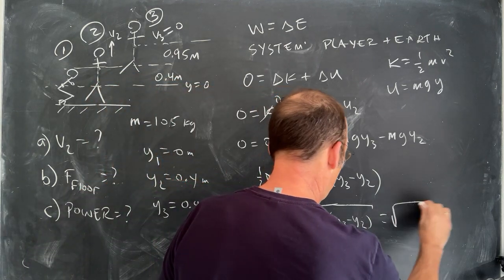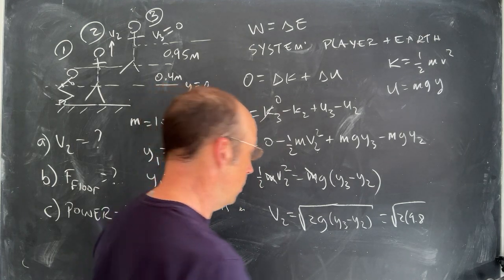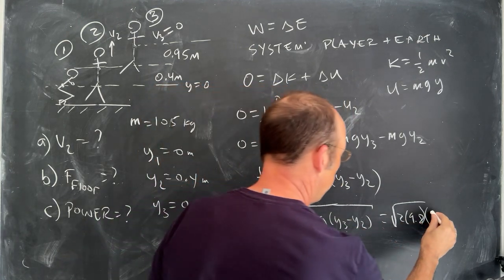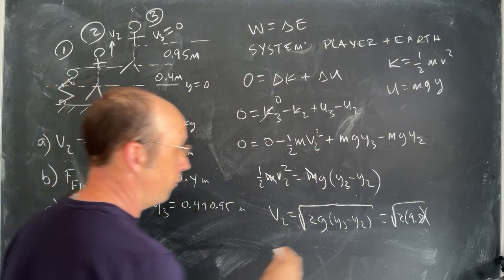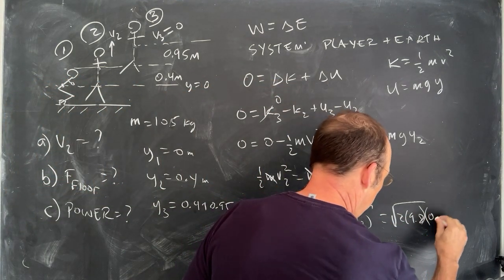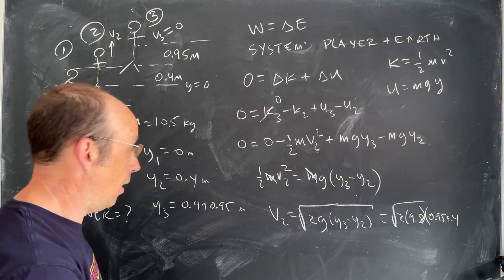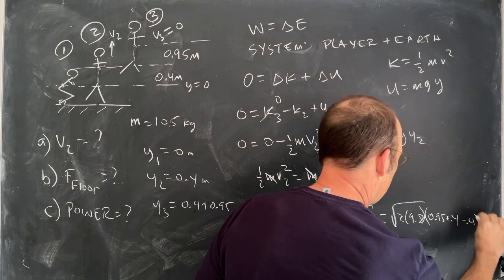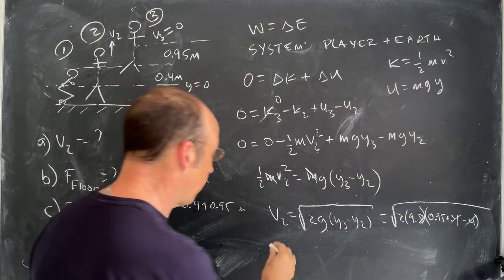So I have the square root of 2 times 9.8 times the height. y3 is 0.95 plus 0.4, I'm going to write it out, 0.95 plus 0.4, and then minus 0.4. And so those cancel, which is kind of nice, not entirely needed.